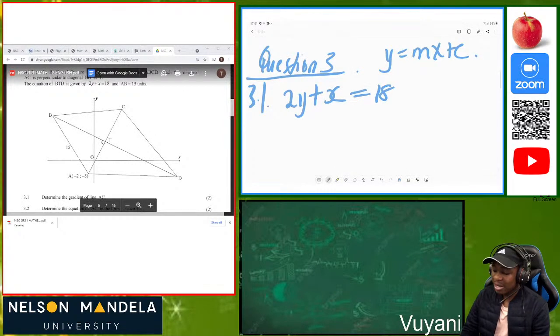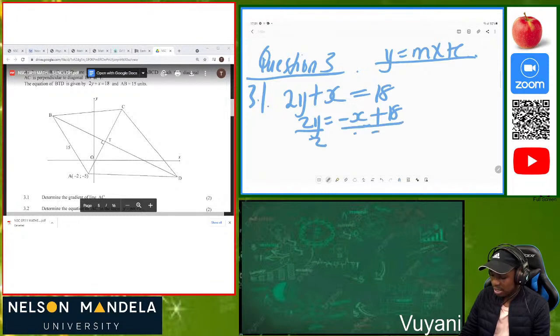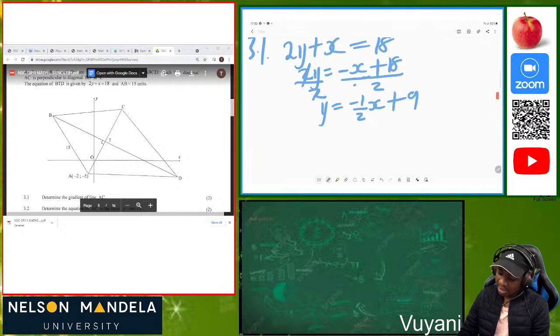Okay, so let's now make y the subject of the formula, because we know that it's always in this form. We transpose x to that side, so we have 2y is equal to negative x plus 18, but we want y, not 2y, so we divide both sides by 2. Then we have y equal to negative 1 over 2 x plus 9. So this is the equation of BD.